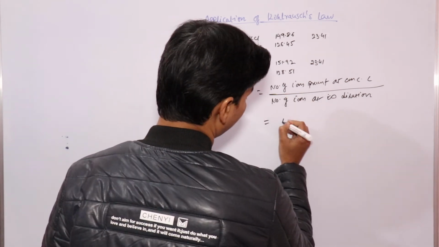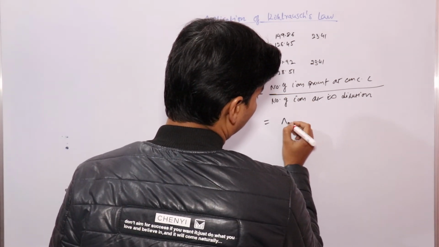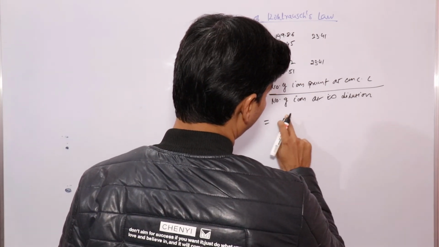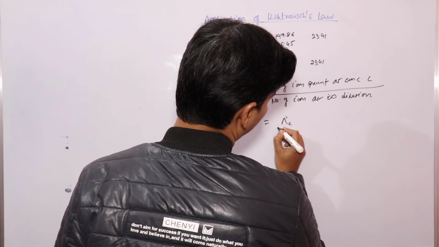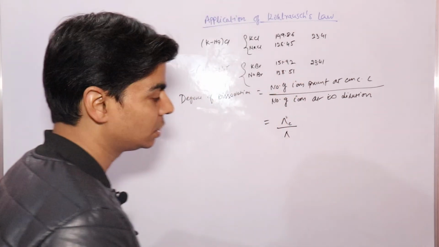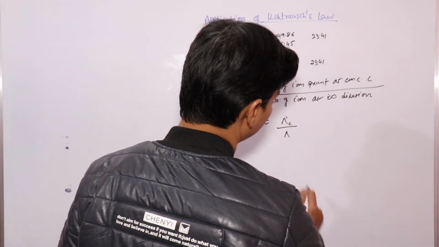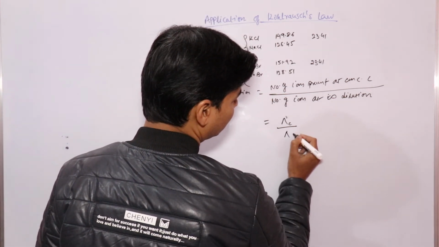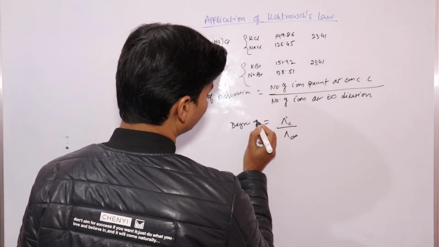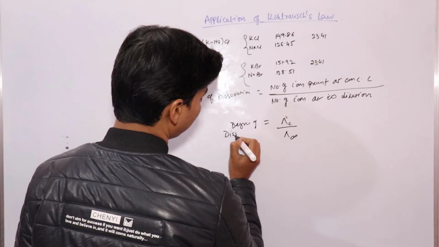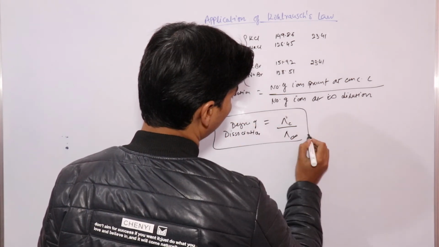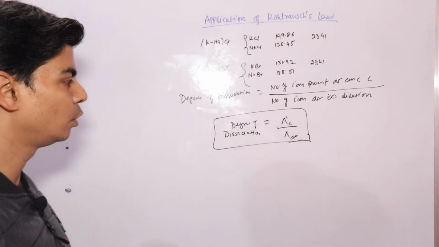So what do we call the number of ions at concentration C? We can write it as the molar conductance at concentration C, right? And the number of ions at infinite dilution would be the molar conductance at infinite dilution, right? So this is your degree of dissociation in terms of molar conductance. This is the formula for degree of dissociation in terms of molar conductance.